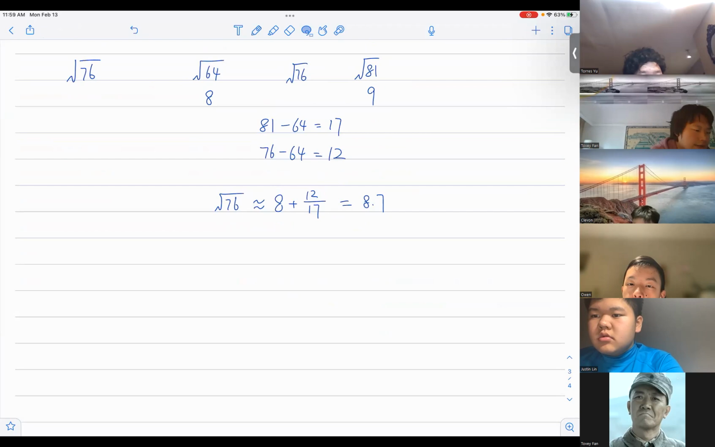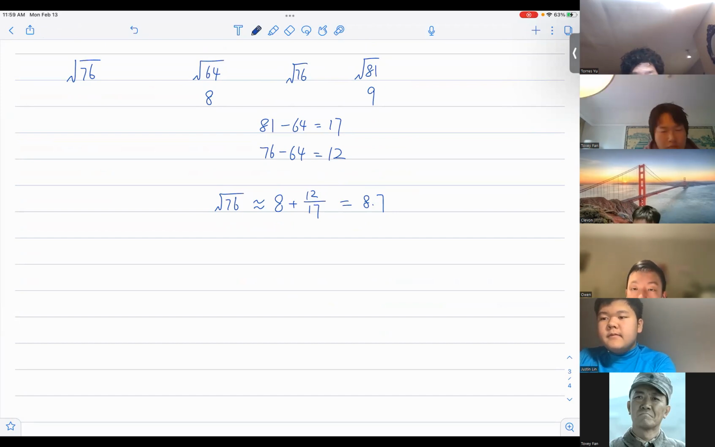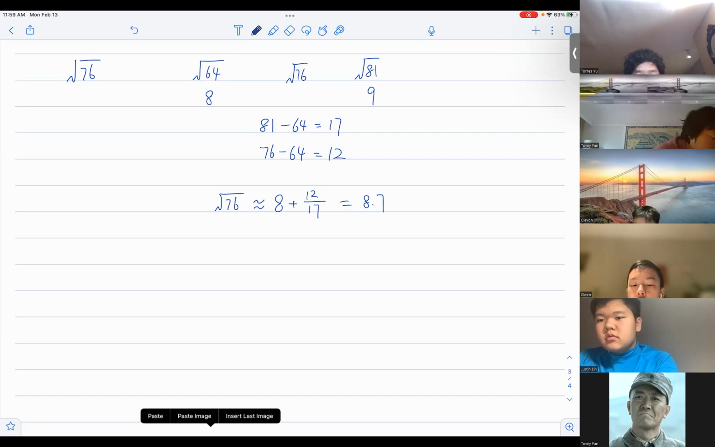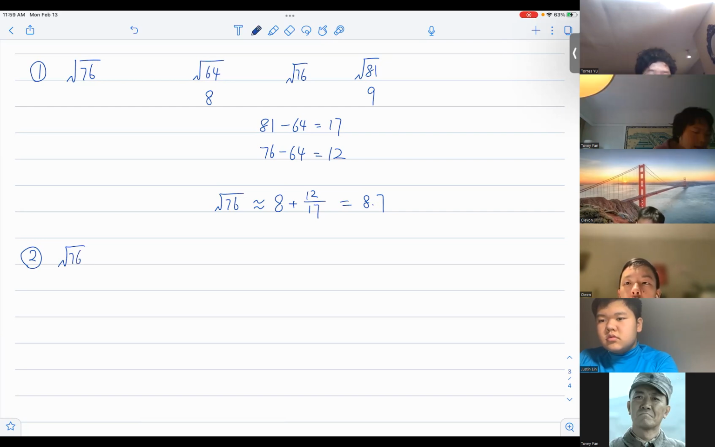So let's say we do root 76 again. We know it's between 8 and 9, right? So between 8.1 or 8.2 or 8.3 or whatever, we can simply just try it. Trying it is the easiest. So root 76, this is method 1, which is not good. Sometimes it provides you with a correct estimate, sometimes it doesn't. So for method 2, we're simply just going to try.